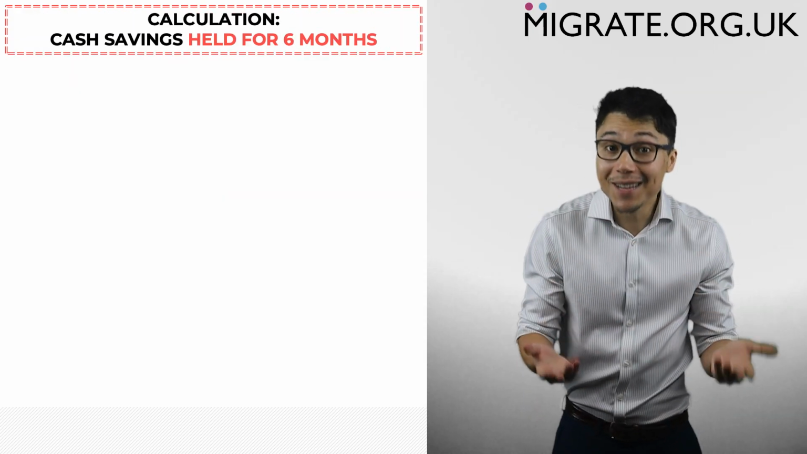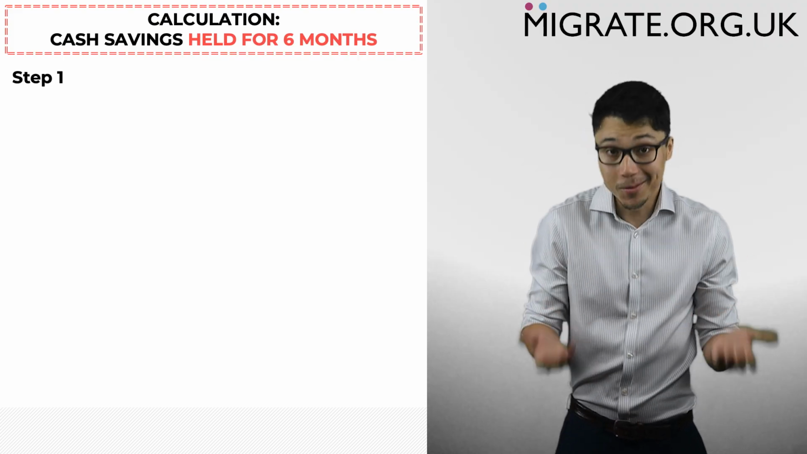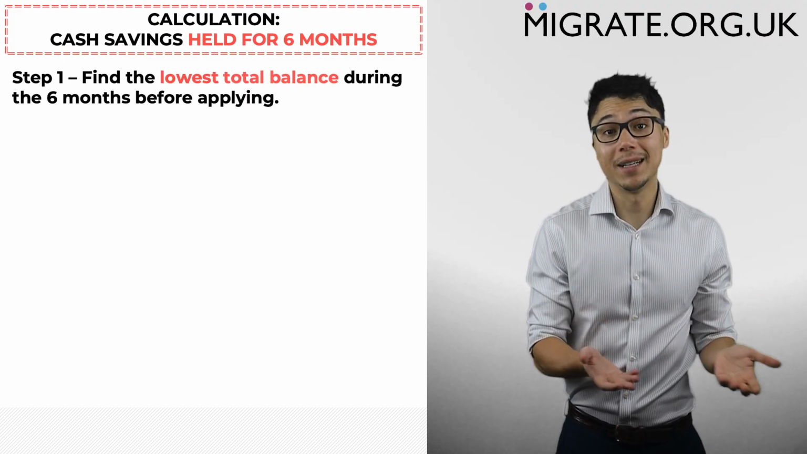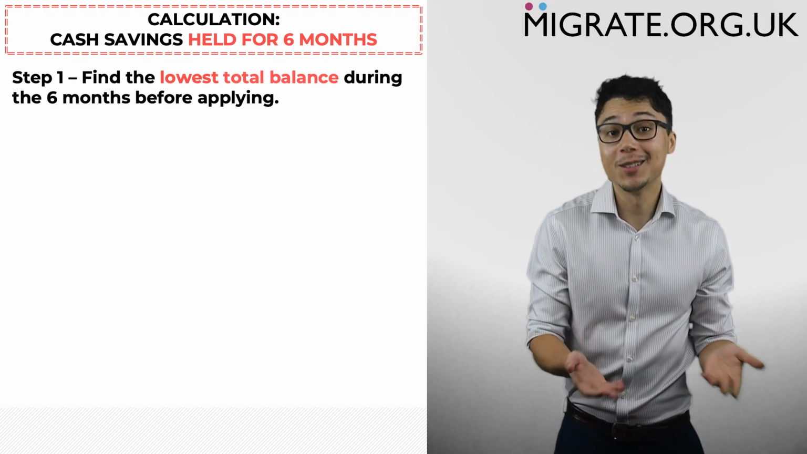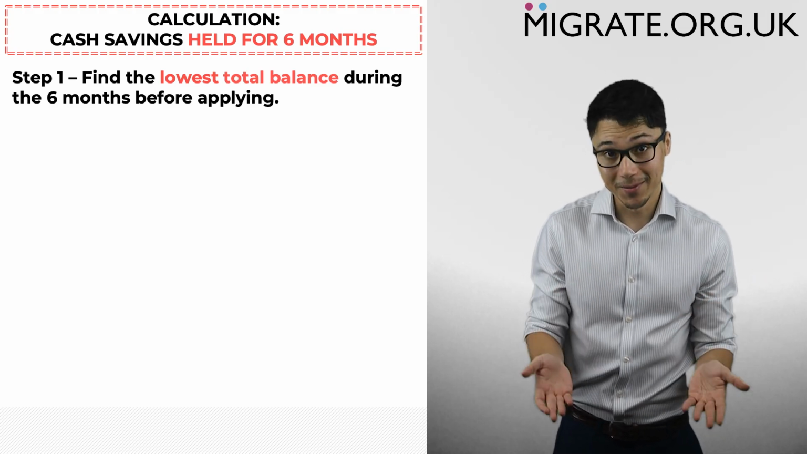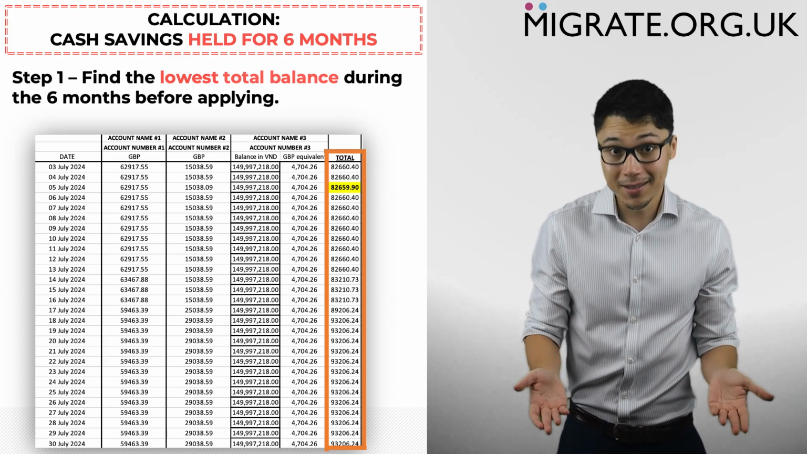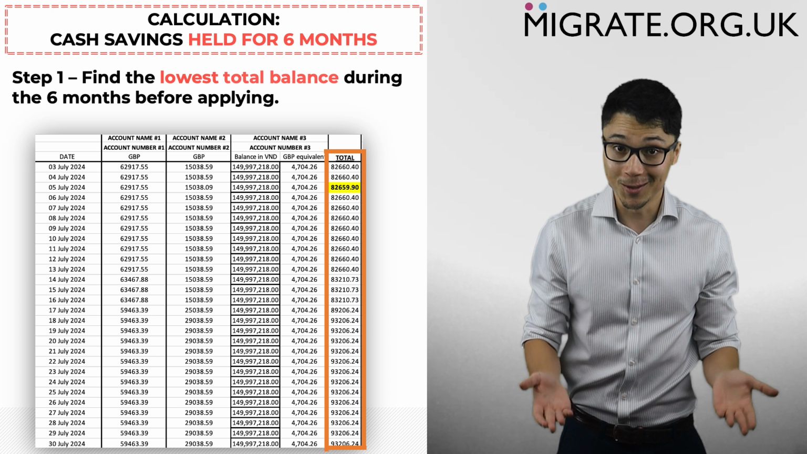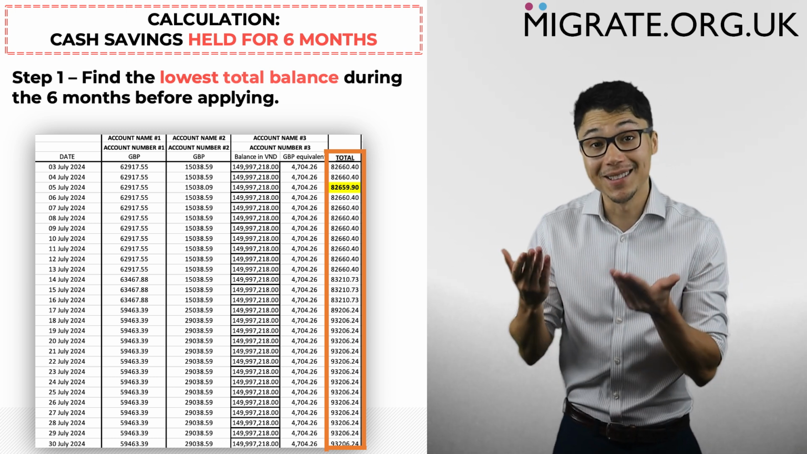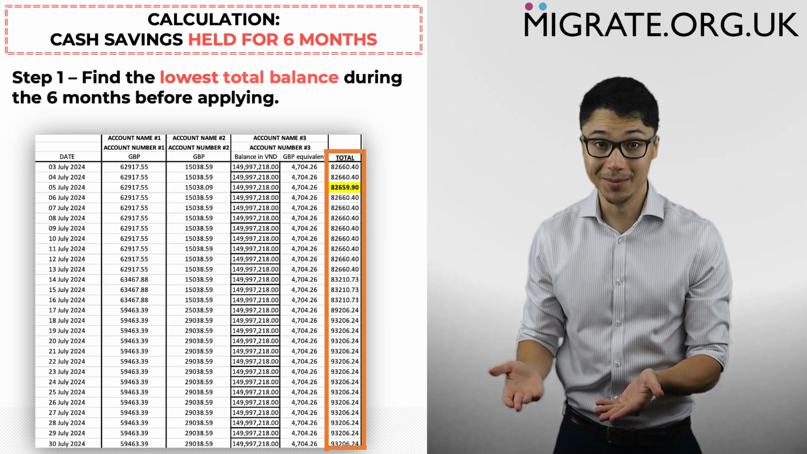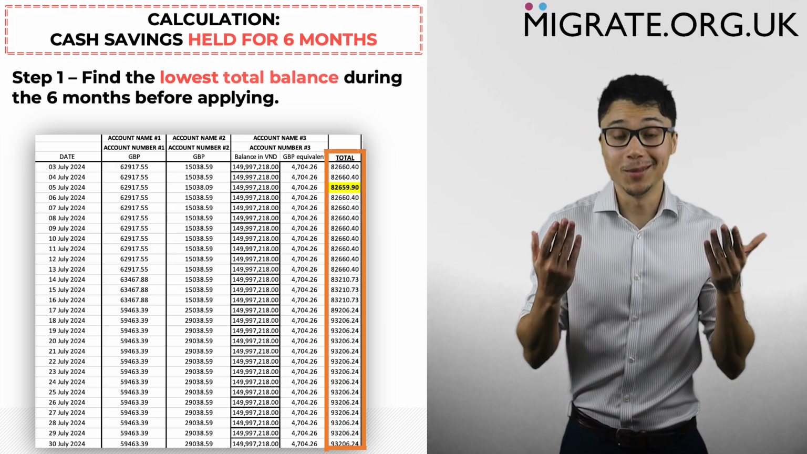To calculate cash savings held for 6 months before applying, follow these steps. Step 1. Find the lowest total balance during the 6 months before applying. If the savings are in one account, just check the statements for the lowest figure. If spread across accounts, you can use an Excel sheet to track daily balances and spot the lowest combined total. This helps you confirm that you meet the required amount of cash savings and makes it easier for the Home Office caseworker to review. Most banks let you download Excel statements, saving time and avoiding manual entry.